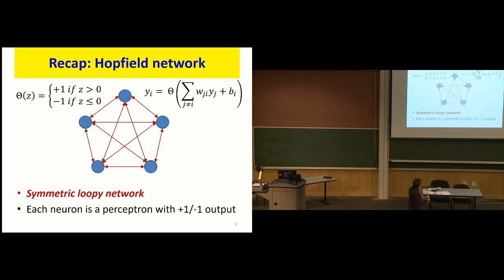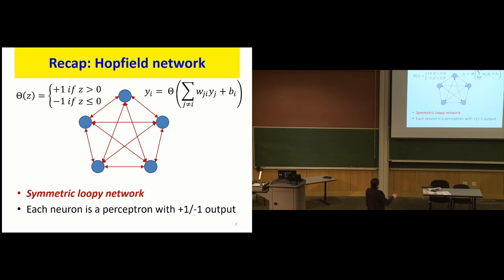So here's a quick recap. This is how we defined a Hopfield network. It was a loopy network. Specifically, we considered symmetric loopy networks. The output of every neuron was connected to the input of every other neuron. So as a result, it was loopy.